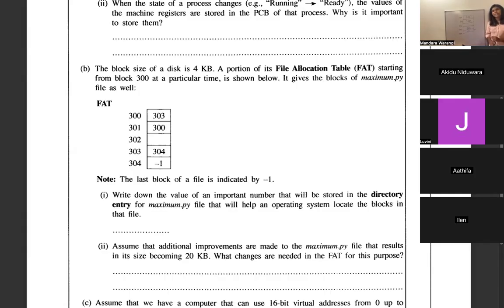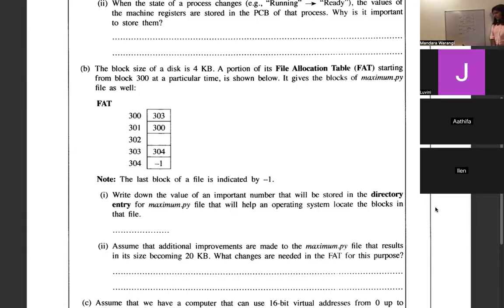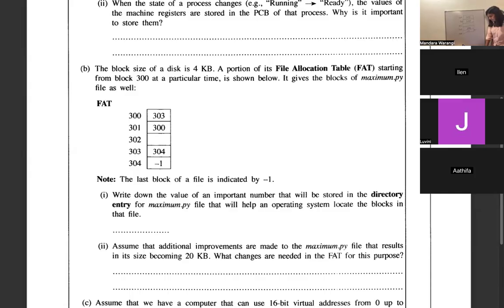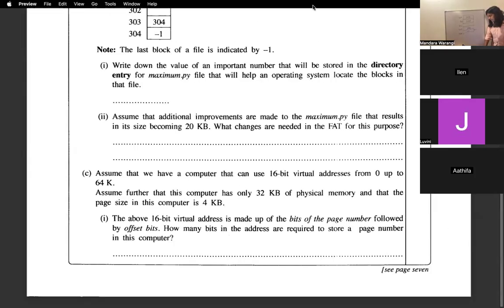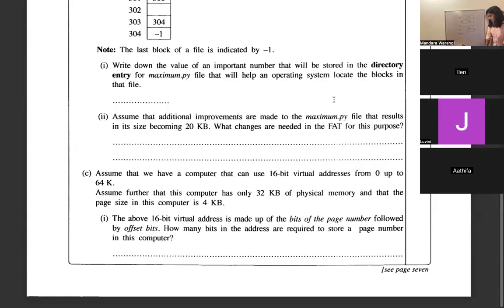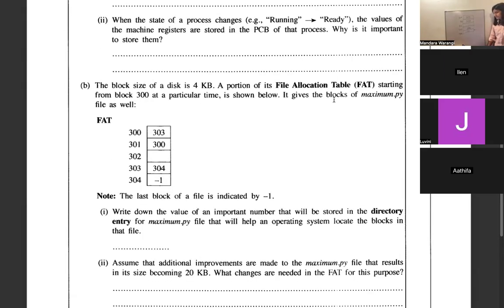They are not directly telling us to write the address of the first block. See how they are telling this. Write down the value of the important number that will be stored in the directory entry of maximum.py, a file that will help an operating system to locate the block in that file. Right? So this is the last block.